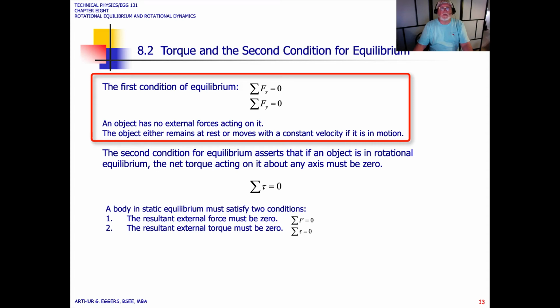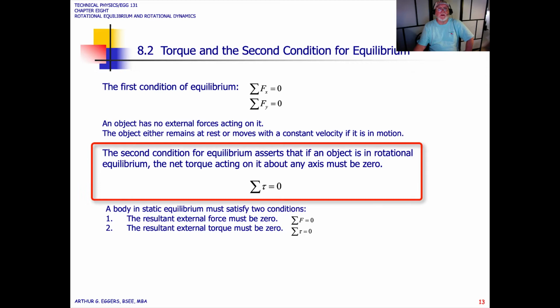Okay, so now we look at the conditions for equilibrium. The first condition of equilibrium stated that if you sum all the forces in the x direction and they come out to zero, sum all the forces in the y direction and they come out to zero, then you are in the first condition of equilibrium. An object has no external forces acting on it. The object either remains at rest or it moves with a constant velocity if it happens to be in motion.